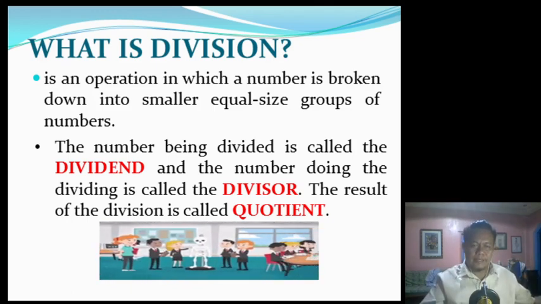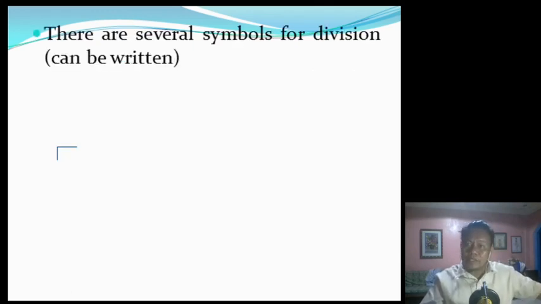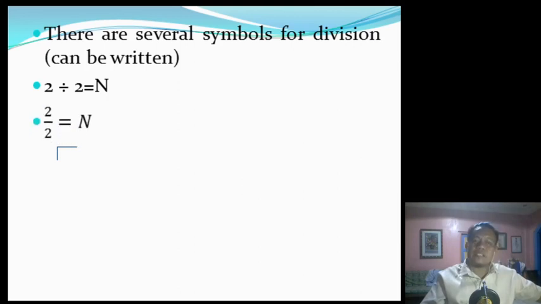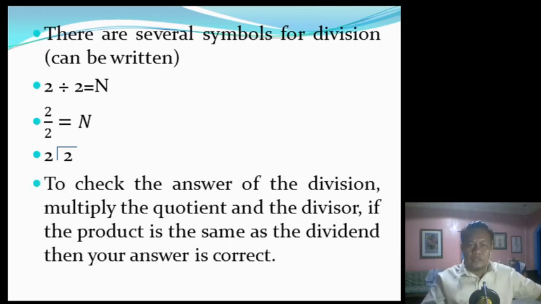There are several symbols of division. It can be written in this one: 2 divided by 2 equals n. The other one is fraction form: 2 over 2 equals n. And the third one is the long method form: 2 divided by 2. To check the answer of the division, multiply the quotient and the divisor. If the product is the same as the dividend, then your answer is correct.